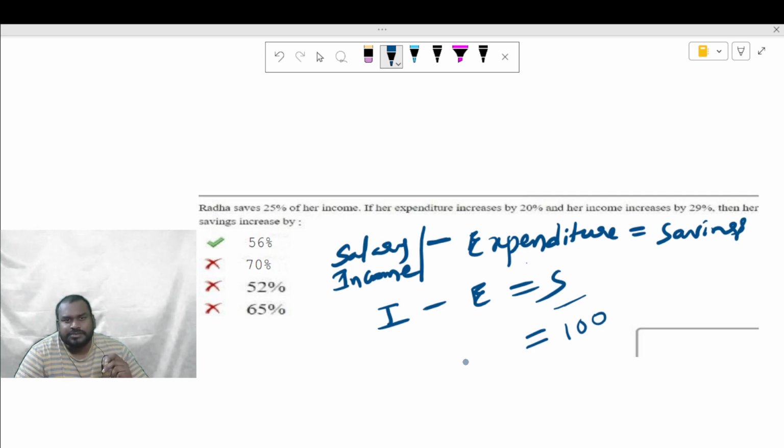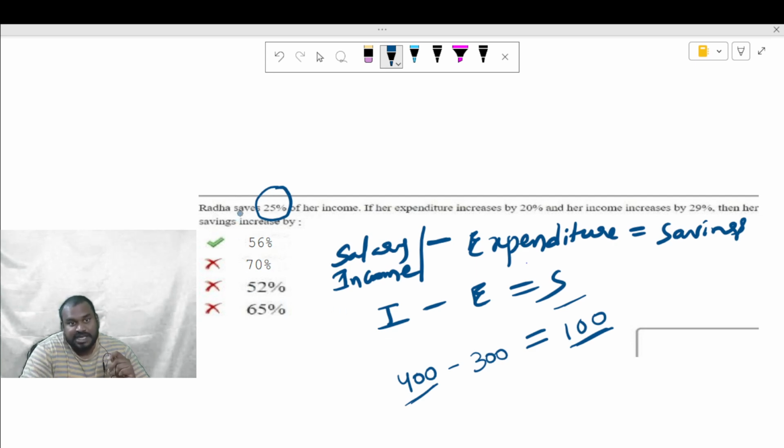Rather saves 25% of her income. Her expenditure increases by 20% and her income increases by 29%, then her savings increase. Okay, so I'll take 400 as the income. In 400, 25% is 100. Okay, satisfied. So if 400 is income and 25% of 400 is 100, what would be expenditure? 300. Is the condition satisfied or not? Saving is 25% of her income.